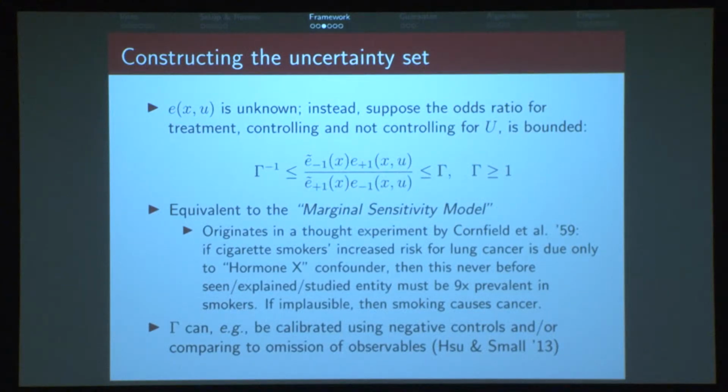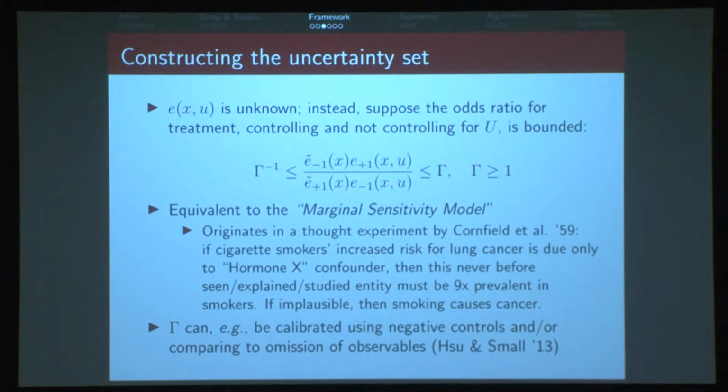So where does this even originate from? This is actually coming from an idea called the marginal sensitivity model, which originates in the following thought experiment. We see that smokers have more cancer. Does that mean that smoking causes cancer? Or could there be an alternative reason? Something at the time called hormone X, which is causing people's both lust for nicotine and a susceptibility to cancer.